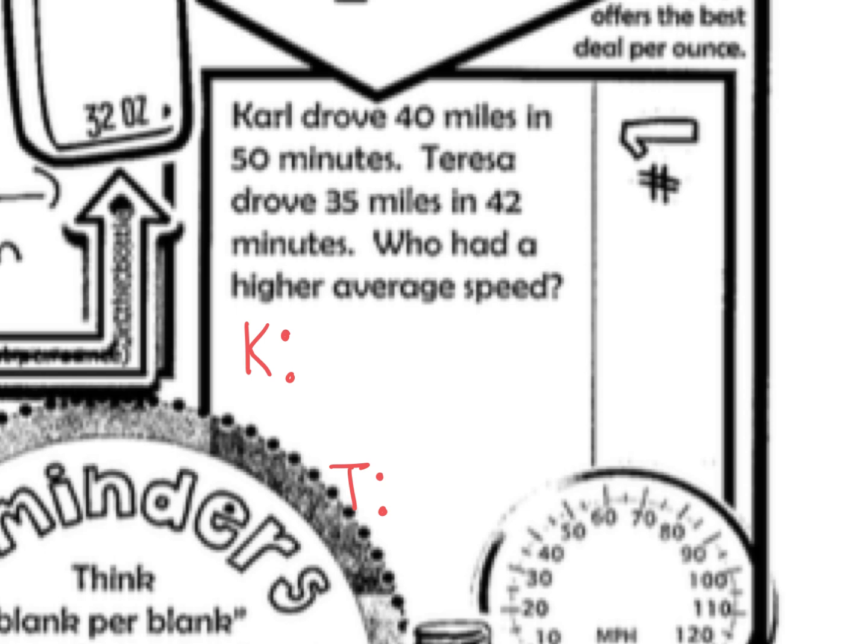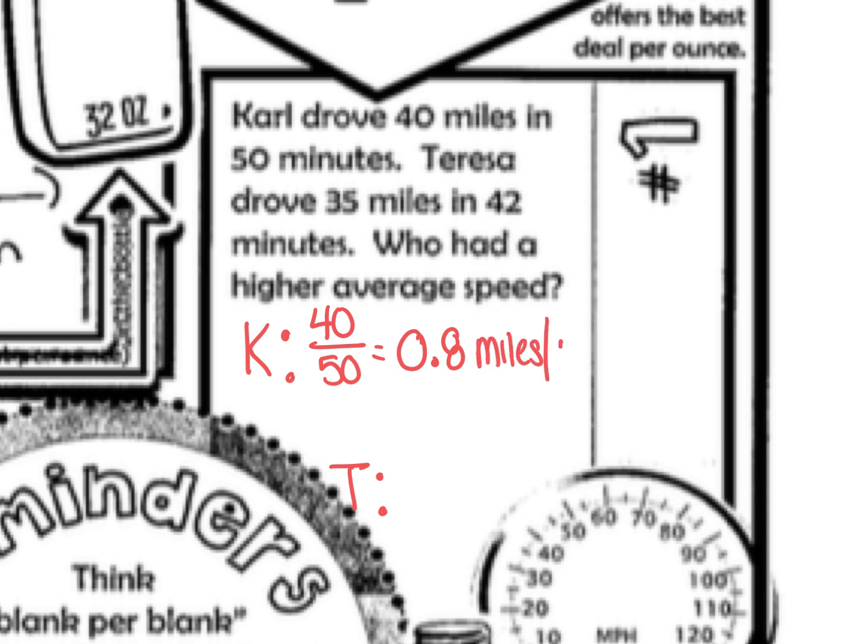Here we go. What made more sense for your label setup? Miles per minute or minutes per mile? Miles per minute. If we're looking at speed, you're going to go distance over time. So miles over minutes. So for Carl, we should have had 40 over 50. What was Carl's miles per minute? Cecilia? 1.25. Ooh, I think you did it backwards. You did 40 divided by 50. Zach? 0.8.